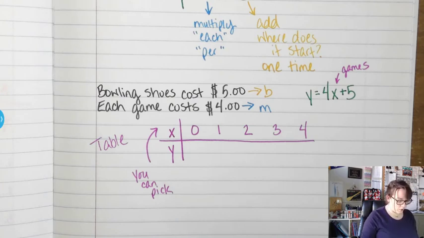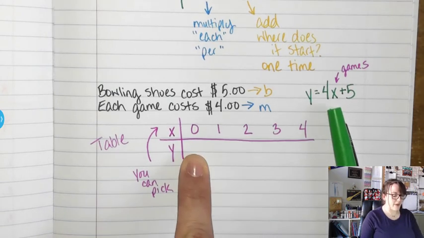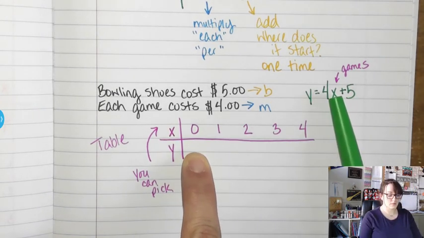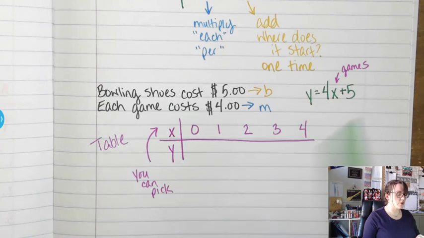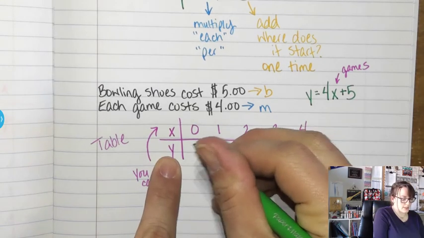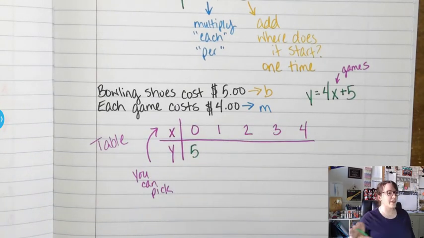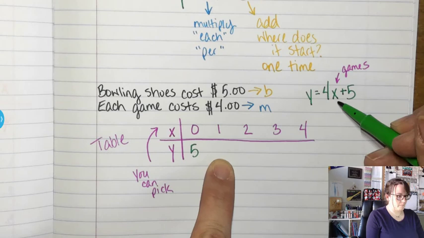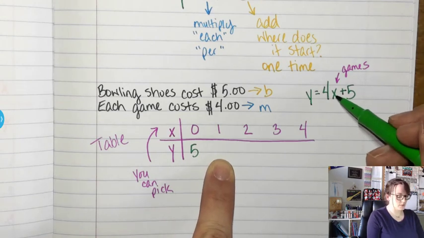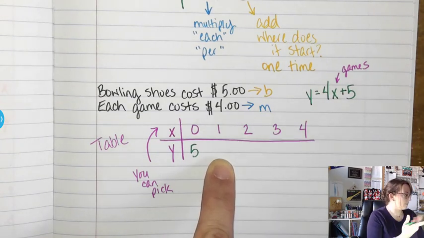If I bowl 0 games, how much does that cost me? 5. You still got to buy the shoes, so it's going to cost me $5. It's like going to the state fair. You can do nothing at the state fair, but you still had to pay to get in. What about one game? What's 4 times 1? 4. Plus 5? 9.